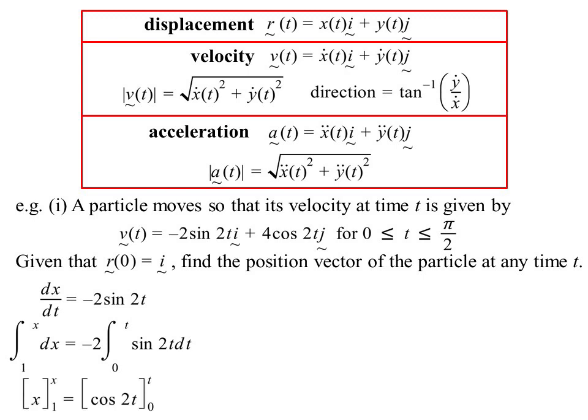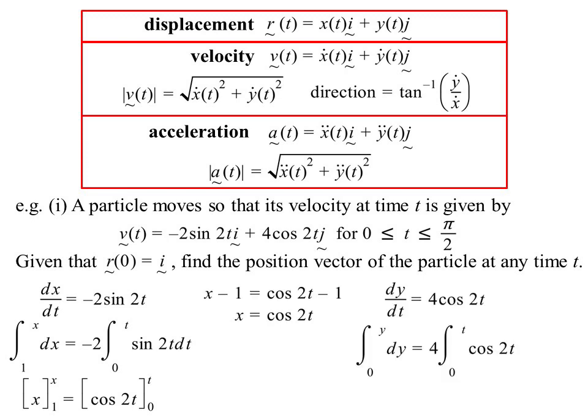So we get x is cos 2t. Now we just do the same thing for the y direction. So dy/dt is 4 cos 2t.